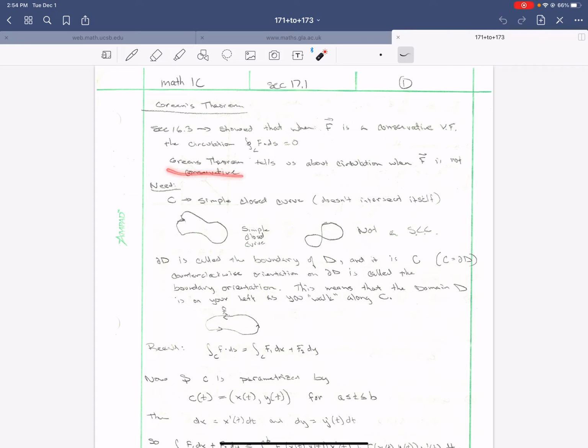So Green's theorem will tell us about circulation when F isn't conservative. And so you have a way of doing it, and it's what I call the old way, where you have to parameterize the curve, and then you feed the curve into the vector field, and then you take the tangent vector for the curve, and then you dot the two, and then you use the bounds on the parameter variable to actually integrate. And in this case, we need what's called a simple closed curve.